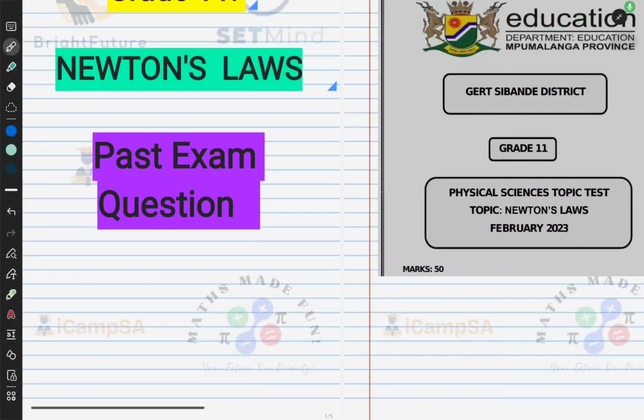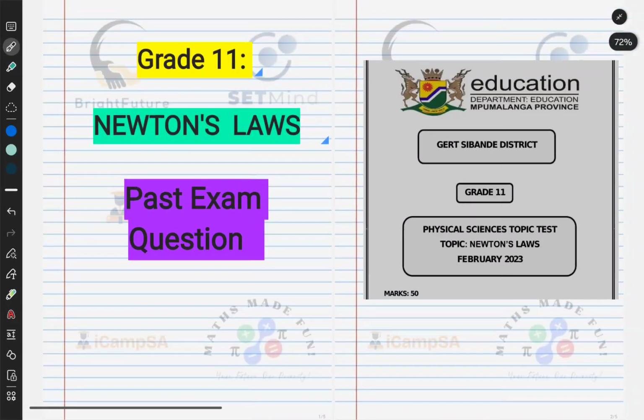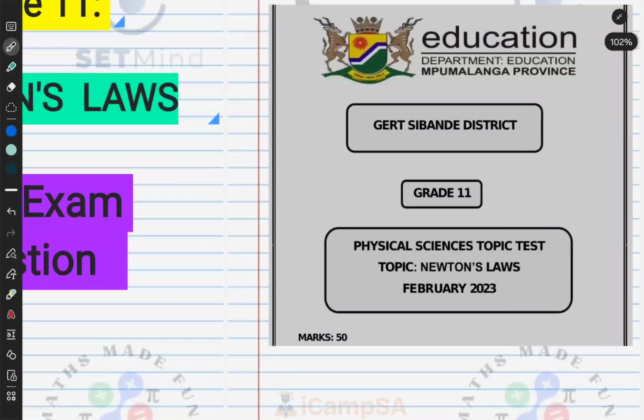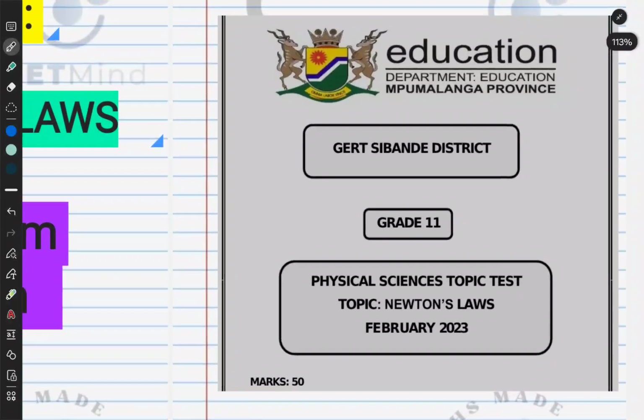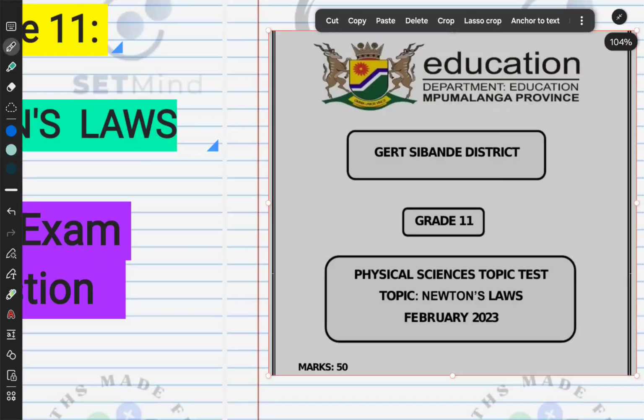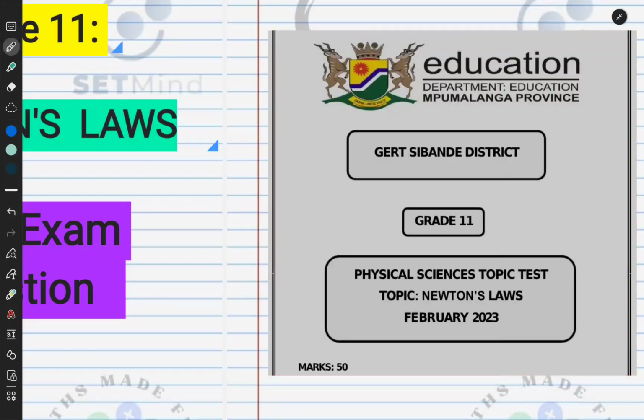So welcome to another Newton's law problem. In this case, we have this past paper problem. We took it from this paper right here. I took a screenshot of it. You can find it online by just searching physical sciences past papers.